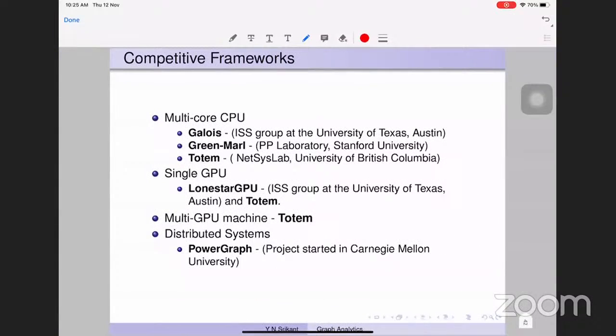So there are many others available in the literature: Galois, Green-Marl, Totem, LonestarGPU, etc. Power graph. They're all very good. They are meant for different purposes. So of course, I have to say that Falcon was built after all these came into existence. So it has taken care of some of the shortcomings of these.